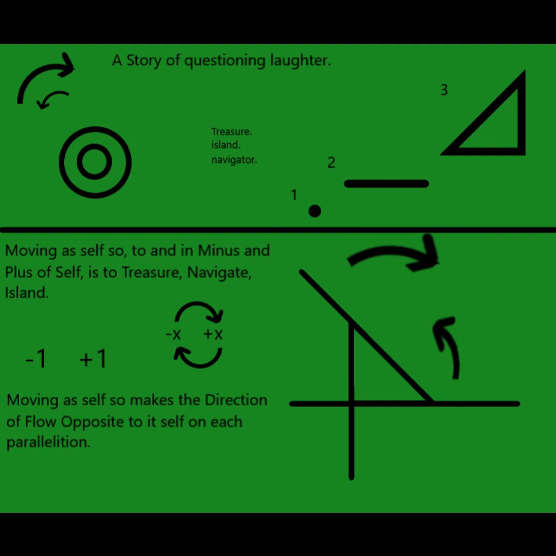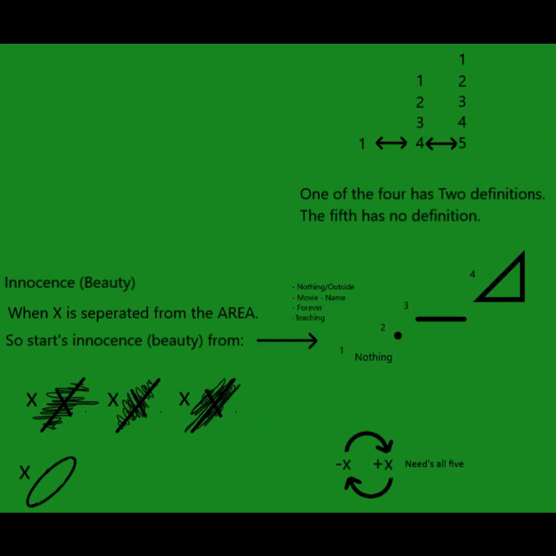Now, what we get is that we have 3 stages, 1, 2, 3: dot, line, and then the isosceles, the triangle. And we also have it as 4 stages. So first of all, we're going to go to the next page. The next page shows on the top right side of the page, you can see numbers 1, 1, 2, 3, 4, 1, 2, 3, 4, 5.